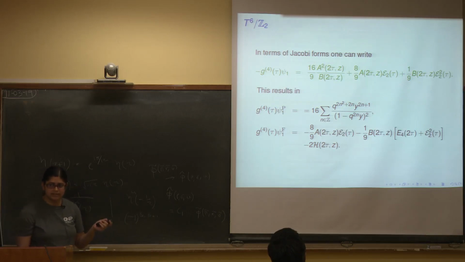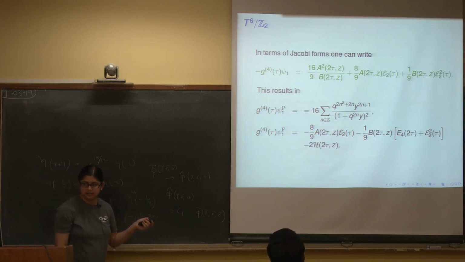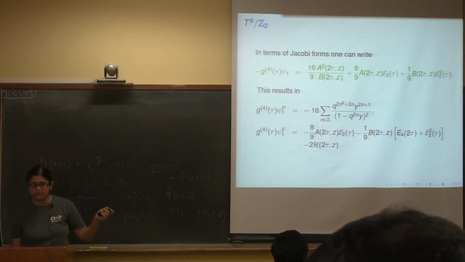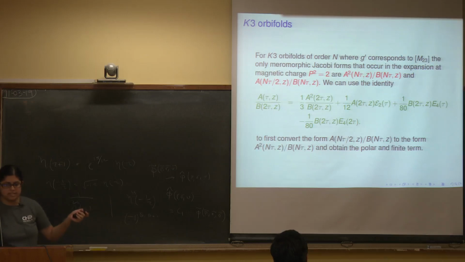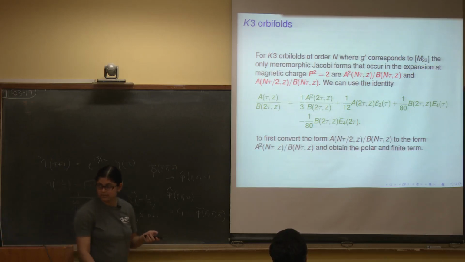Now, for T6 by Z2, this is psi 1, and psi 1 p is the polar part, and psi 1 f is the finite part, and we have the results here. And here we have this h. I mean, this curly h is actually the Hurwitz-Kronecker generating function.